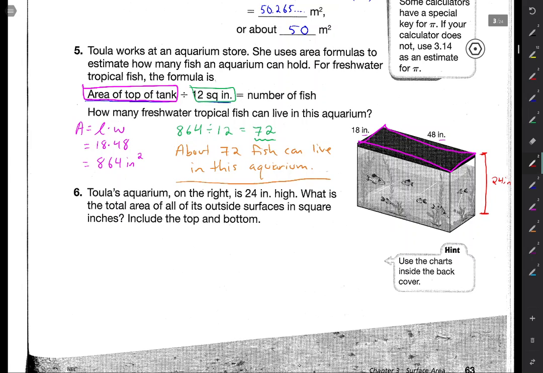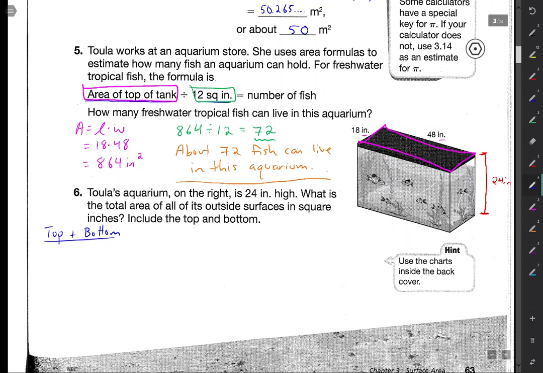So if we're looking at all the outside surfaces, let's start with the top and bottom, because those two are going to be the exact same size. We already figured out the area of that pink part: 18 times 48, which we got as 864 inches squared. But since we're doing the top and bottom, let's times that by 2, since there are two surfaces with that area. So in total, we have 1,728 inches squared. We'll put a box around that.